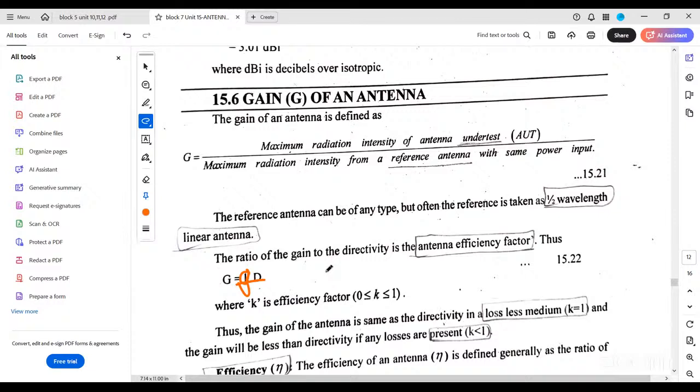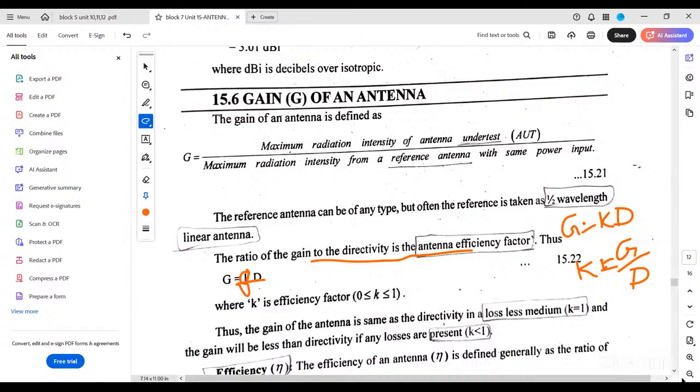The ratio of the gain to the directivity of the antenna is the efficiency factor. Actually, we have G equal to KD. Now the efficiency factor K is the gain by directivity: K equal to G by D. That is the definition of the efficiency factor. The K value lies between 0 and 1.